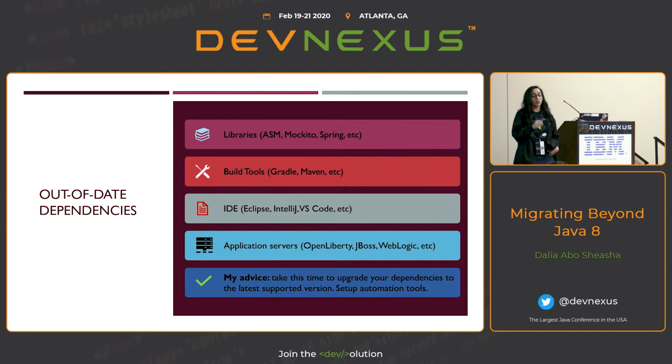And look into some automation tools. I'll show you that in a bit. But automation tools are your friend in this space. You can set up automation tools to detect that you have something that's not on the latest version and have it upgraded for you. And I'll show you what that looks like in a bit.